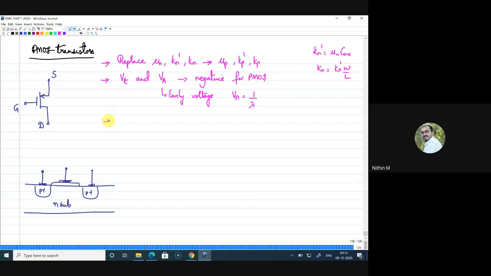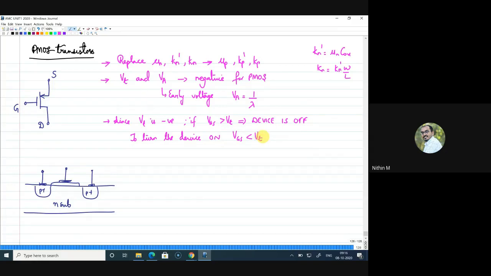Now, one more subtle difference is, since the threshold Vt is negative, if VGS is greater than Vt, your device will be off. So whatever condition we wrote for NMOS, it is exactly opposite for the PMOS device. That means to turn the device on, your VGS should be less than Vt.